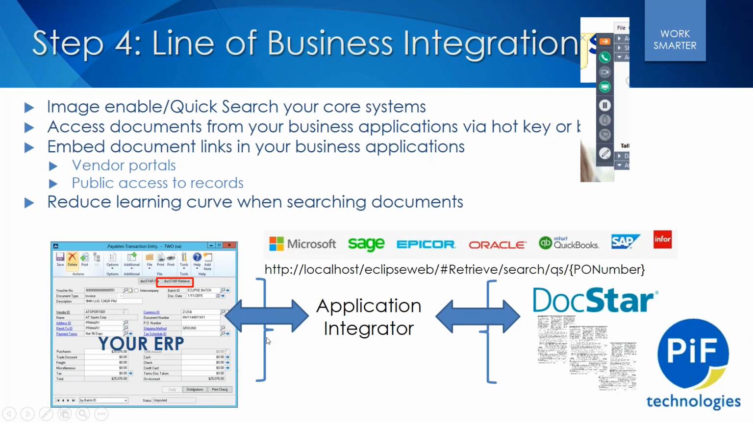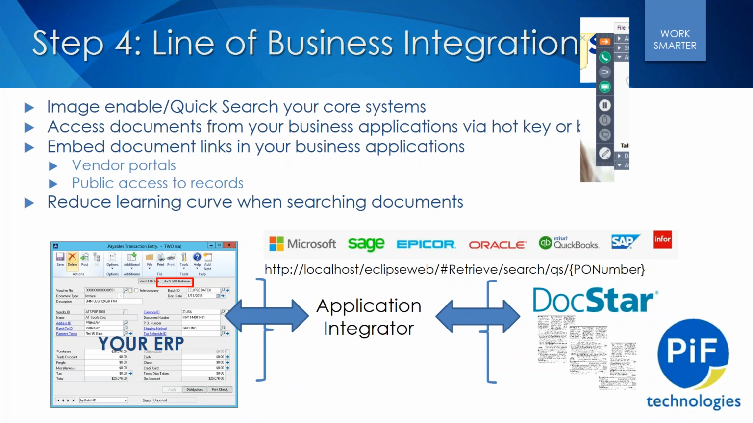And then line of business integration. In this particular case, we're not really talking about pushing and pulling data. We're talking about image enabling. The idea of you being in your line of business system, your ERP, and being able to hit a hotkey or a button to retrieve those particular documents.